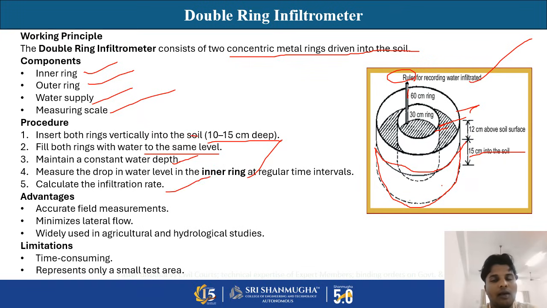Then the advantages of this are accuracy and minimizing the lateral flow. So it's widely used in agriculture and hydrological studies. It's a time-consuming process and has a small test area. Right? It's only for a small area. So these are the limitations of the double ring infiltrometer.